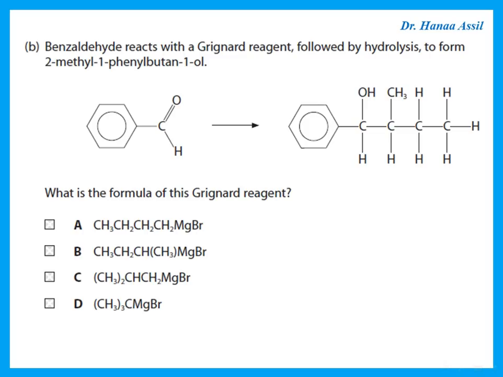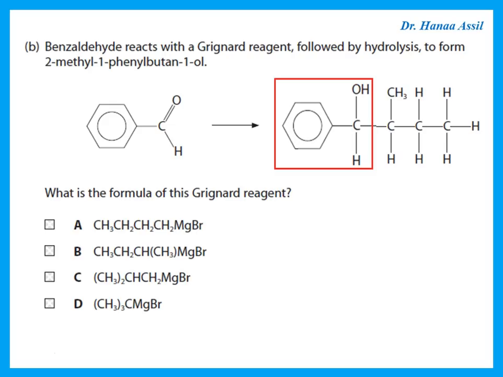Benzaldehyde reacts with a Grignard reagent followed by hydrolysis to form this compound, 2-methyl-1-phenylbutan-1-ol. What is the formula of the Grignard reagent that I need to react with that aldehyde? So I have that benzene ring with an aldehyde group, and that part is what I got from the benzene and the aldehyde group. So the rest is what I got from the Grignard. So that means that my Grignard reagent will be that chain with an MgBr.